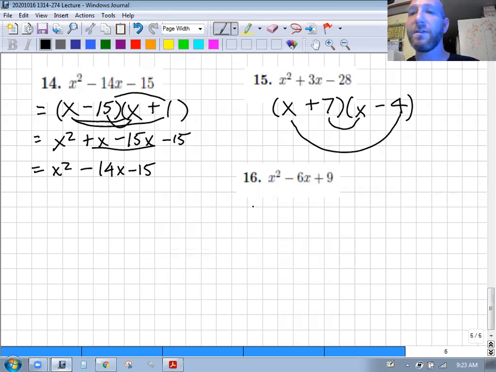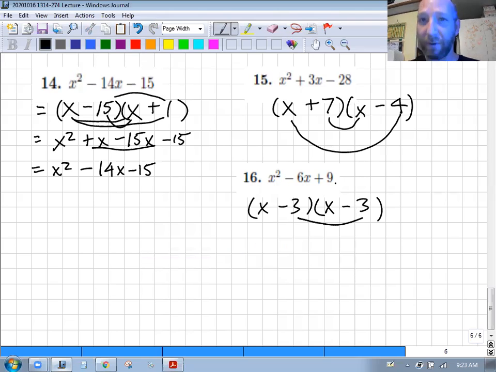Here we know we can do this one because a 3 times a 3 is going to give us a 9. And if they're both negative, they'll add to give us a negative 6. So if I have a negative 3 and a negative 3, they multiply to give me a positive 9. And I'm going to get a negative 3x and another negative 3x, which will give me a total of negative 6x.